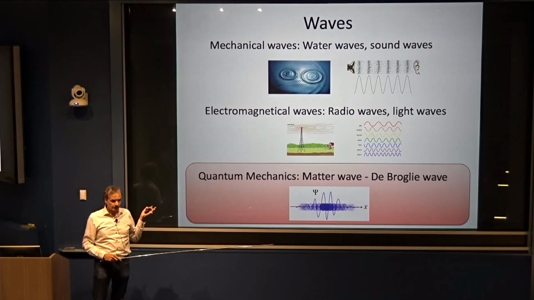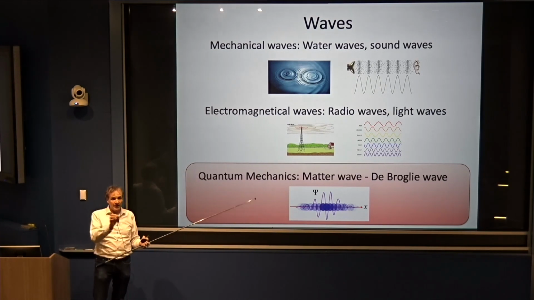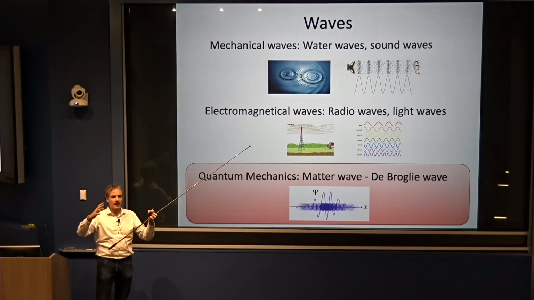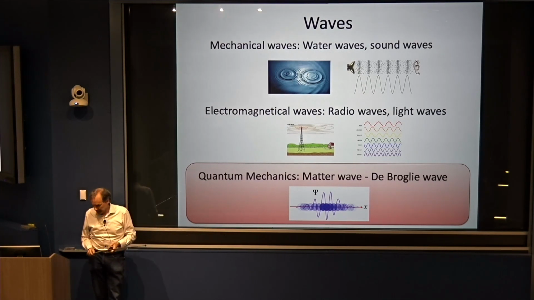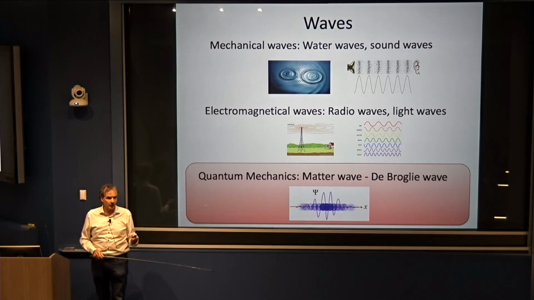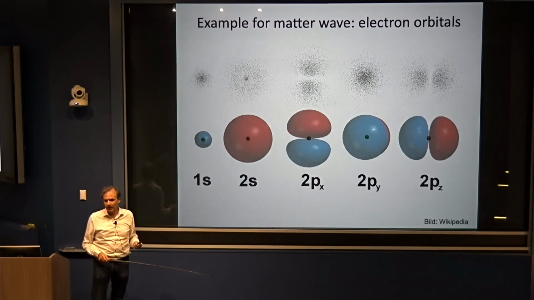Waves whose amplitude tells you about the probability to find a particle at a certain location. And particles can be delocalized, wave-like. Essentially, you have to think of a particle being at many places at once, described by this matter wave. That sounds a bit exotic, except you've probably all heard about such matter waves quite a bit.